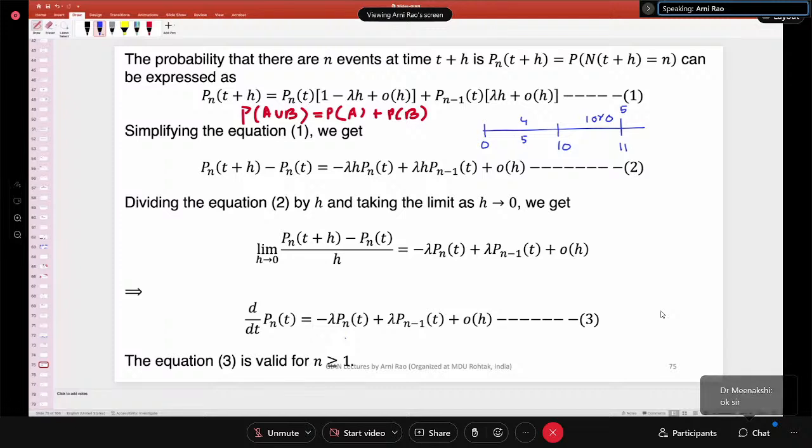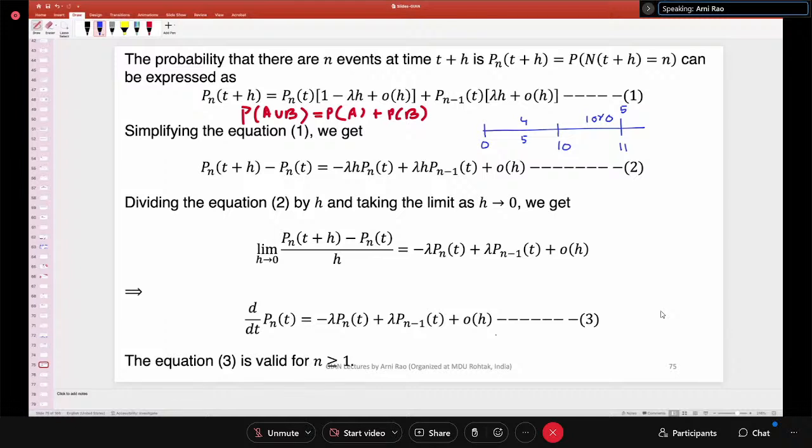Sir, I think order of h will not come because h approaches 0. Yes, so when h goes to 0, this will be ignored in the next step. Yes, you're right. Because order of h is defined so that when you divide by h, as h goes to 0, we ignore that. You're right. Thank you.